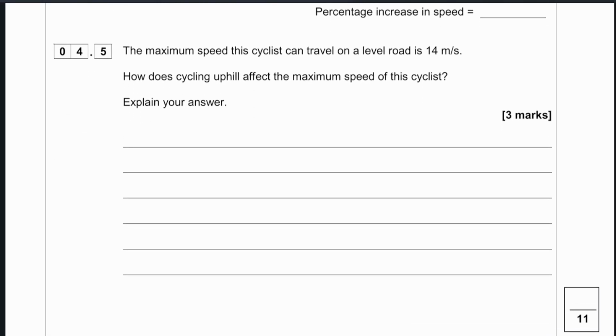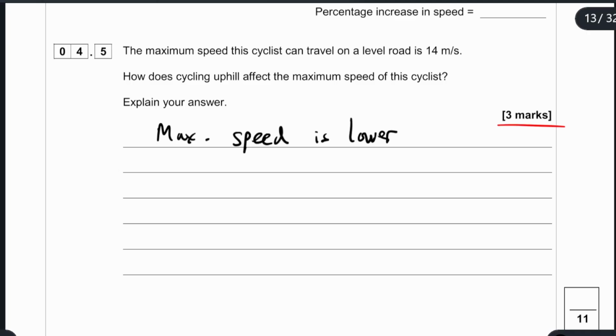4.5, the maximum speed this cyclist can travel on a level road is 14 meters per second. How does cycling uphill affect the maximum speed of the cyclist? Well, first of all, the maximum speed is lower. You should instinctively know that going uphill is going to be much more difficult than going level or downhill. But it's 3 marks, so we need to give 3 different points here. So the maximum speed is lower, that's enough for 1 mark.